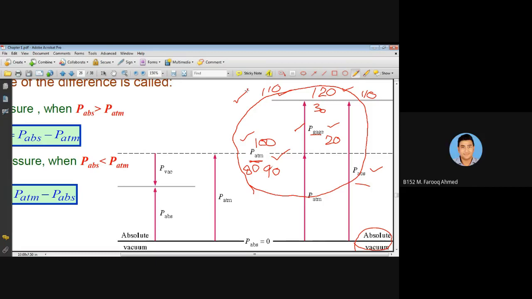Sir, usually the atmospheric pressure is higher than the gauge pressure. Atmospheric pressure is not higher than the gauge pressure. Normally, when we say gauge pressure, we mean how much higher the pressure is than the atmosphere. If the gauge is zero, it means it's actually atmosphere. So that's not true. Gauge reading will always tell you how much higher the pressure is than atmosphere. Is it clear?